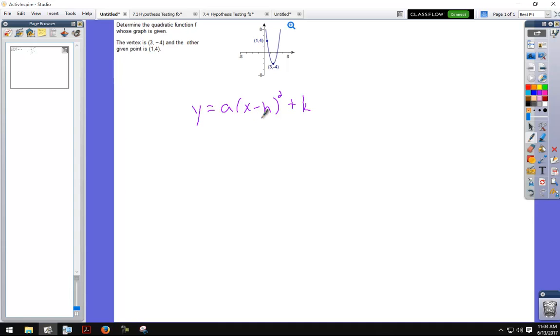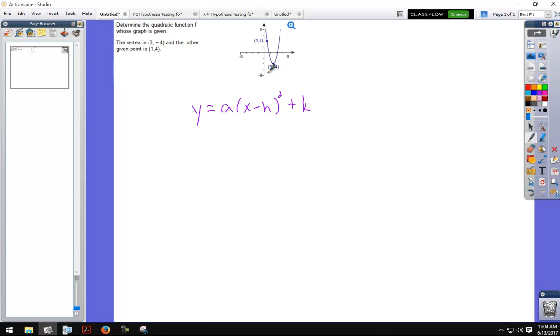Remember, the vertex gives the shift left or right, which is this x minus h term, and the vertical shift, the y value of the vertex, is this k value. And then the a is going to be positive if the parabola opens up. It's going to be negative if the parabola opens down. But first, let's start with the vertex.